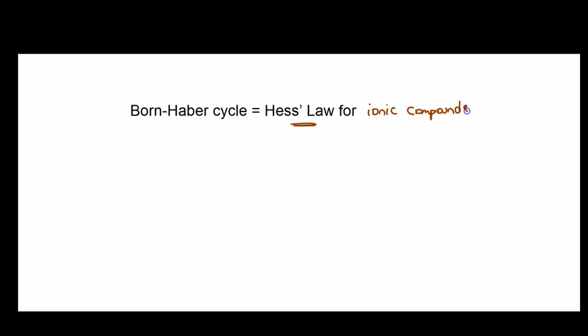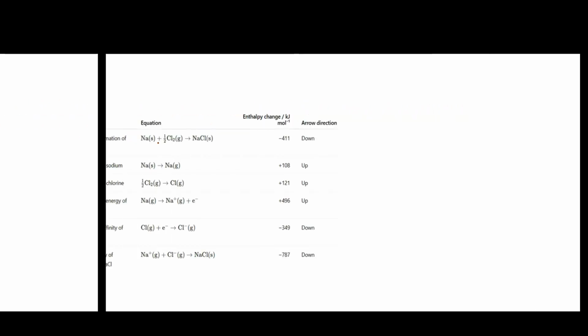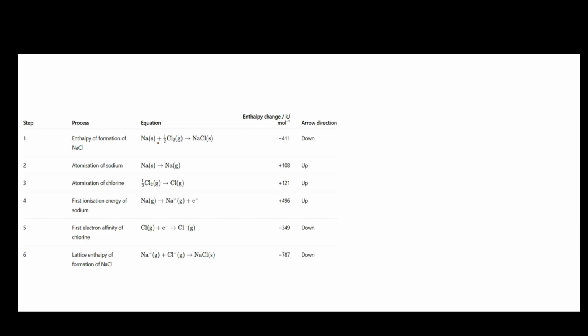compounds. We compare two routes that begin with the same elements and end with the same ionic solid. We start with the elements in their standard states, sodium solid and chlorine gas. Be sure to include the state symbols. We end with sodium chloride solid. These two levels are the beginning and final product of the cycle.